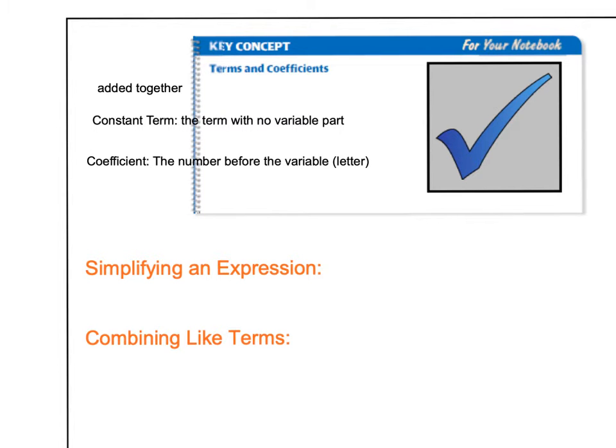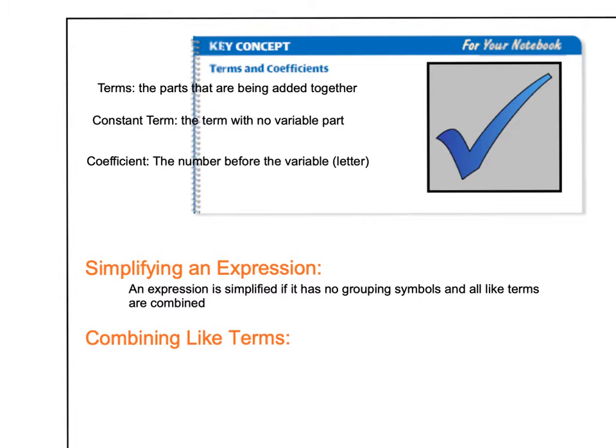So which numbers in this expression would be the coefficients? Well, we have a letter right here, so the number before it would be 2, and we have a variable right here, and the number before that would be 4. So we only have 2 coefficients in this case. That would be 2 and 4. -1 is not a coefficient because there is no variable after it. It's a constant number.